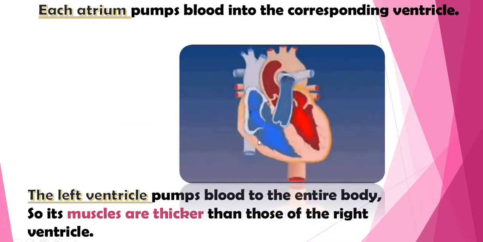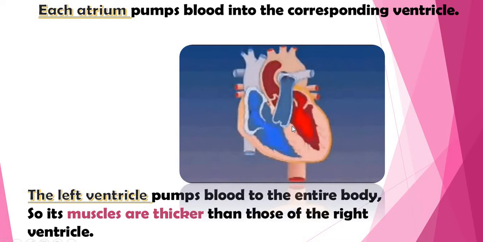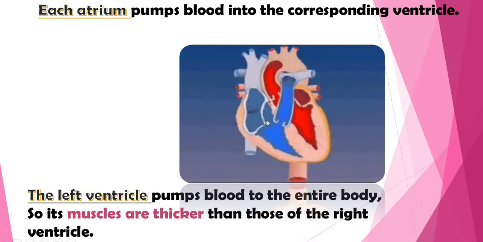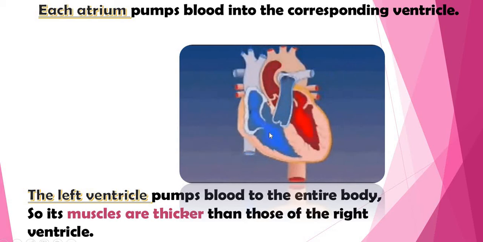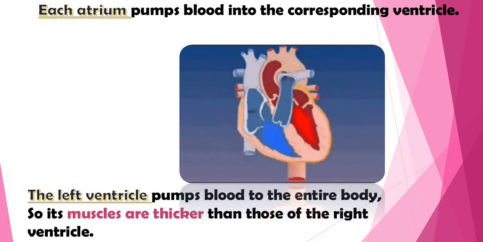This is the shape of the heart. These are the 4 chambers. This is the left atrium. Below, this is the left ventricle. On the other side, this is the right atrium, and this is the right ventricle. Each atrium pumps blood into the corresponding ventricle.